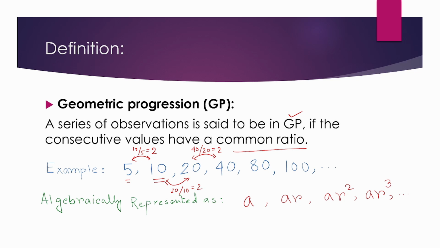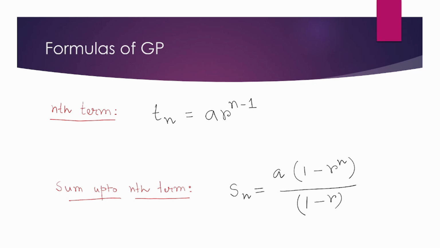So a series of observation which has a common ratio between the consecutive values, we call that series a geometric progression. Okay? So in this way we can write down the algebraic representation of this series. The first term being a, then we multiply with the common ratio r and we get ar. Again we multiply with the common ratio r, we get ar square. Again we multiply with the common ratio, we get ar cube. Okay? So this is how we can get the geometric progression series.